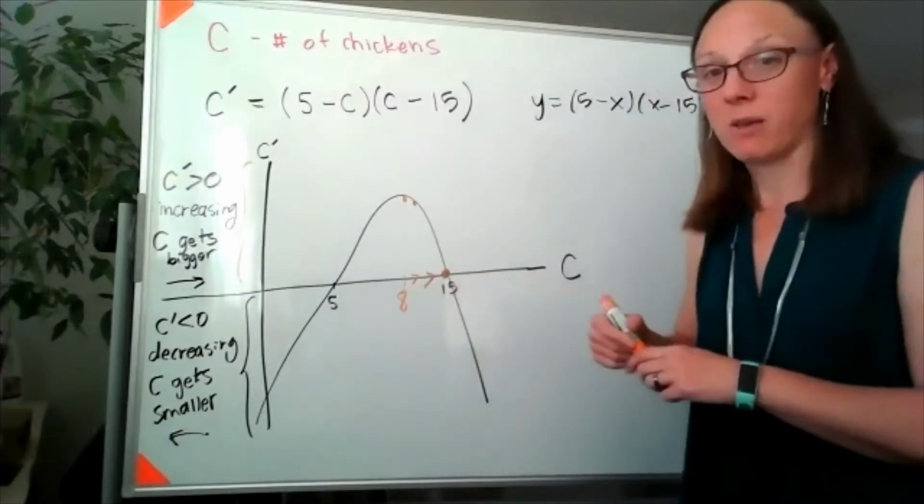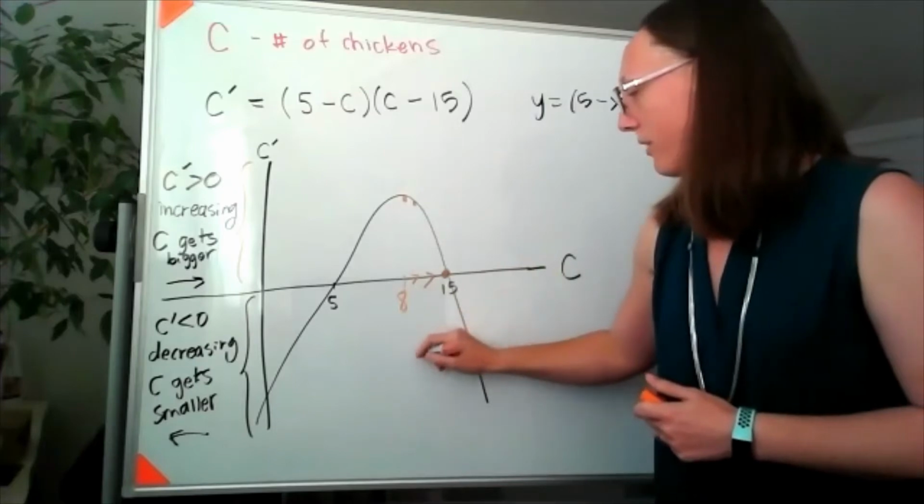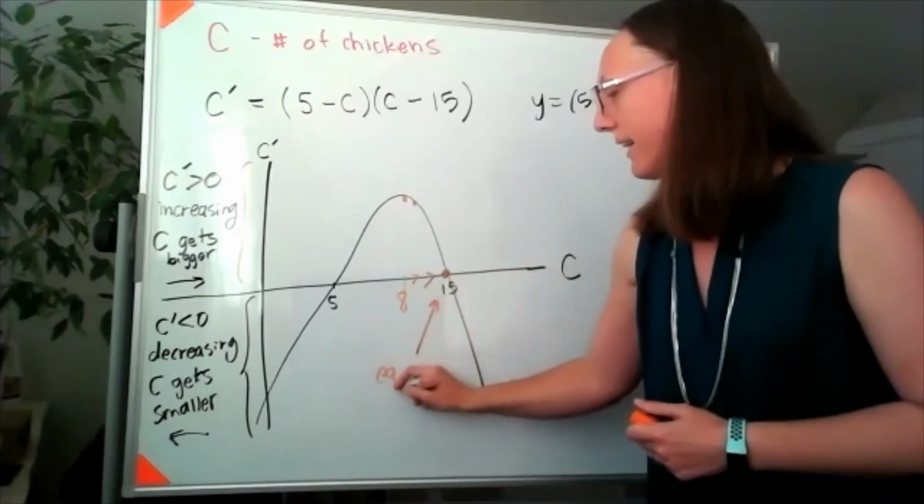By the way, there's a special name for that place where the derivative is equal to 0. And if I get to that place where the derivative is equal to 0, then we're going to call that an equilibrium.